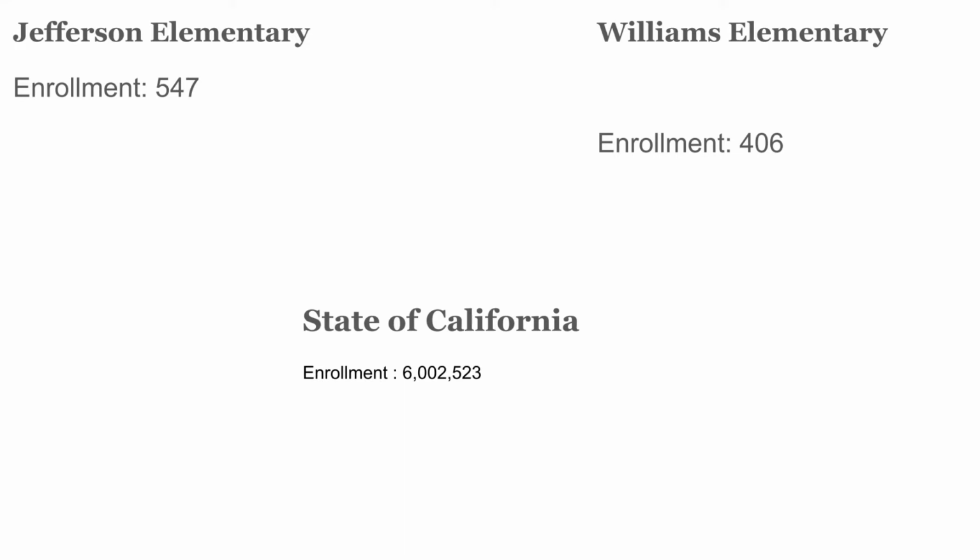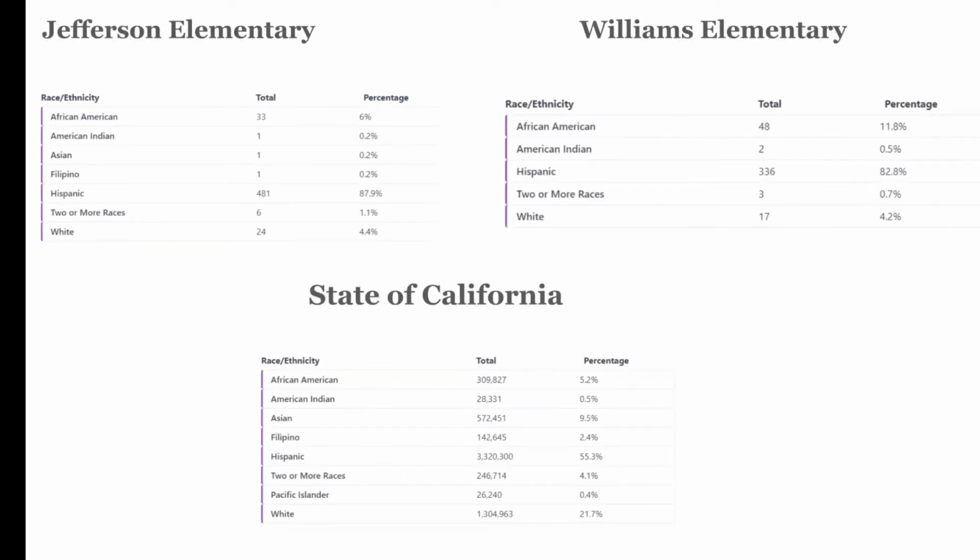Jefferson Elementary has an enrollment of 547 students. Williams Elementary has a total enrollment of 406 students. And the state of California has a total enrollment of 6,002,523 students.